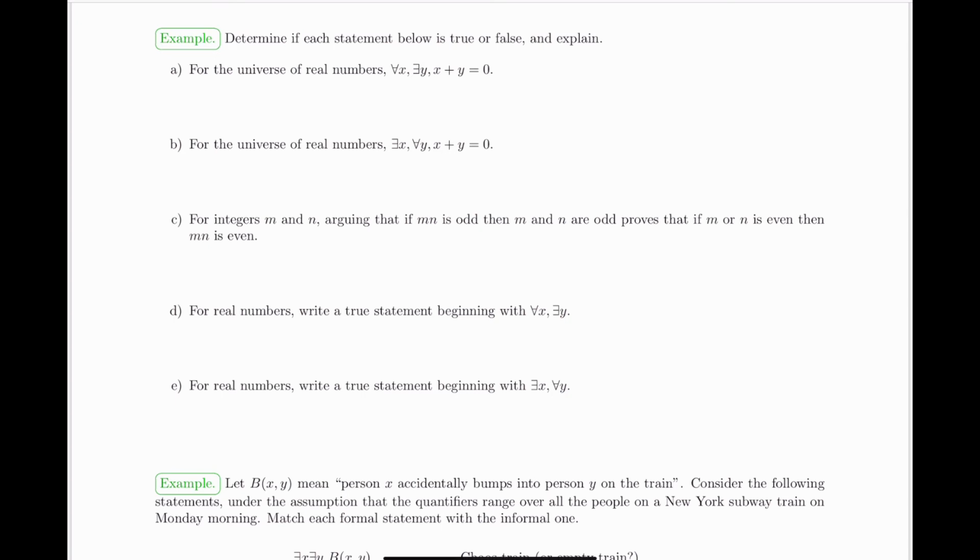So in this case, we're asked to determine whether the statement is true or false, and explain. So what I have here is for the universe of real numbers. Saying that basically allows me to not say x belongs to reals and y belongs to reals. I know that I am just working within the reals altogether. So this says that for all x, there exists a y such that x plus y is 0.